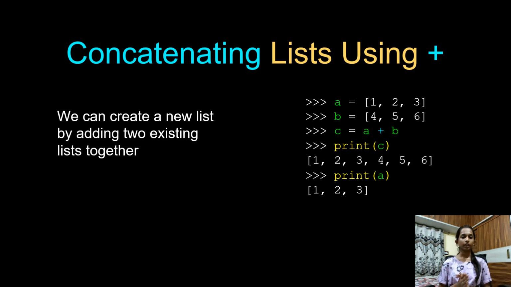Concatenation of lists. We can create a new list by adding two existing lists. Concatenation is basically the addition of two lists. As proof, we declare two lists A and B, where C is the concatenation of the two lists. As an output, we get the addition of the two lists.